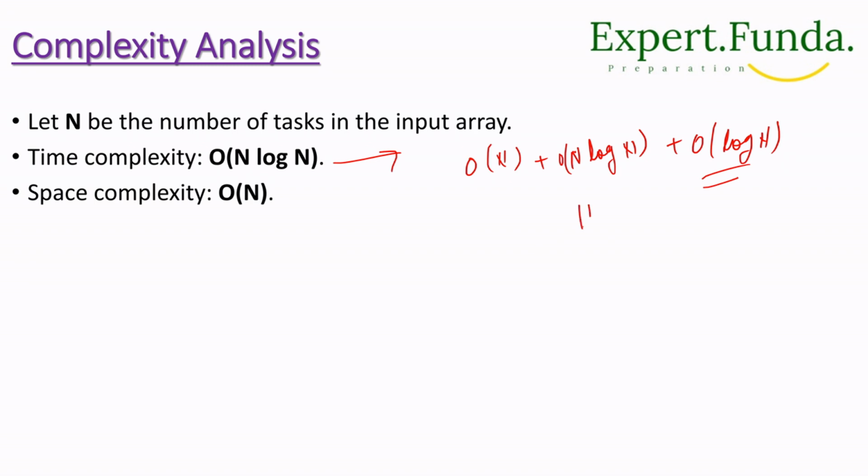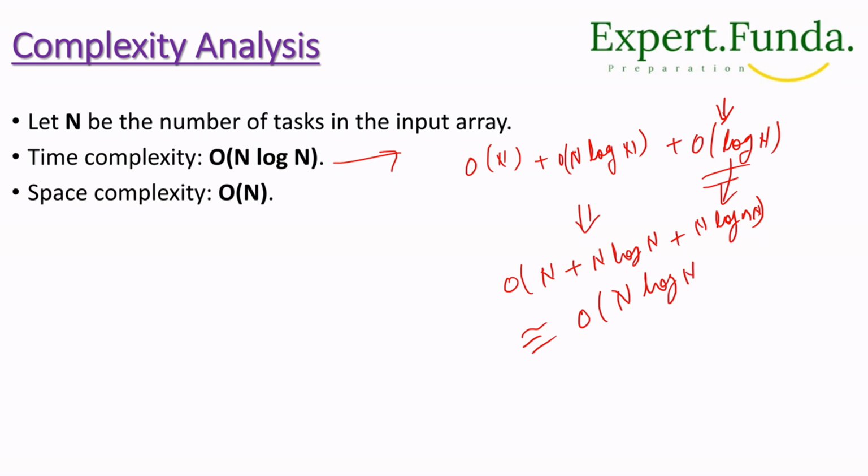So if we calculate this one, then what happens? We have n plus n log n plus n log n. This is for one element, so for n elements it is this one. So if we talk about this summation, which is equal to O n log n, right? This is the time complexity, and the space complexity remains O of n, because we are taking one array to store all the n tasks, and that is our sorted task, right?